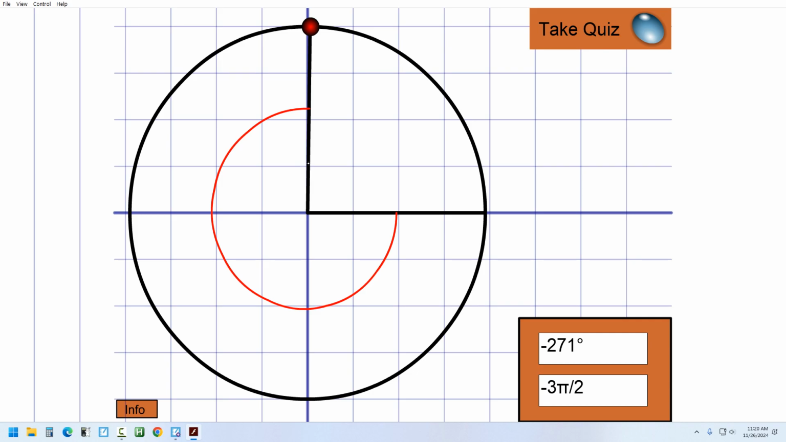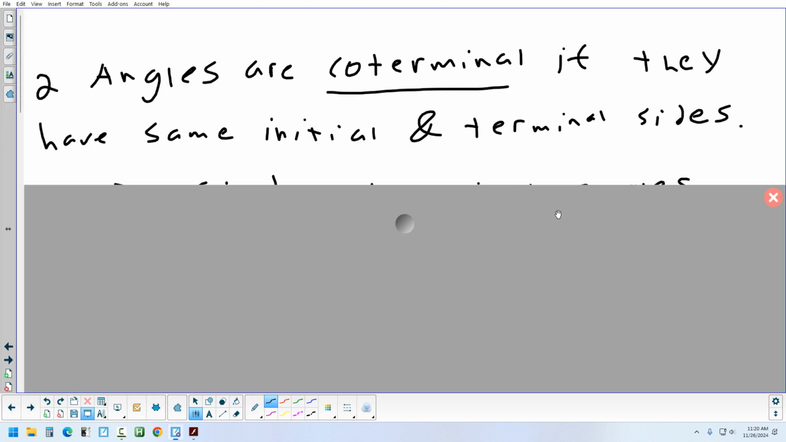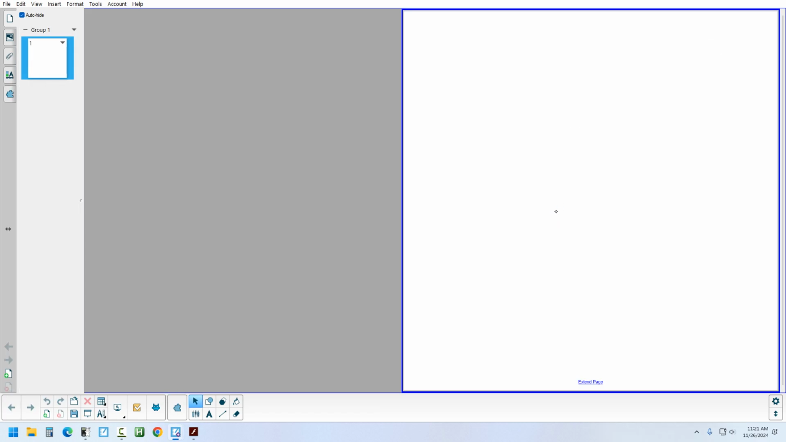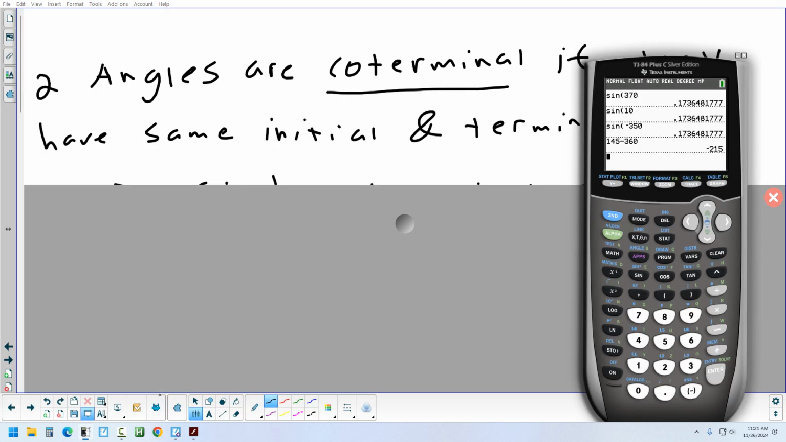And the idea of working with coterminal angles is that when we're doing trig, we try to work with the simplest angle that we can. So if I go on the calculator and type in something like sine of 370, you don't have to worry about what that means right now. Just watch what I'm doing. I get an answer of 0.1736.